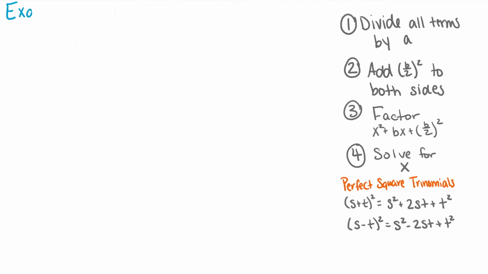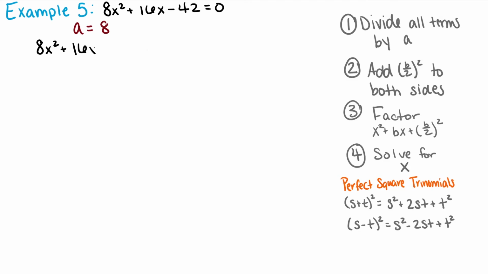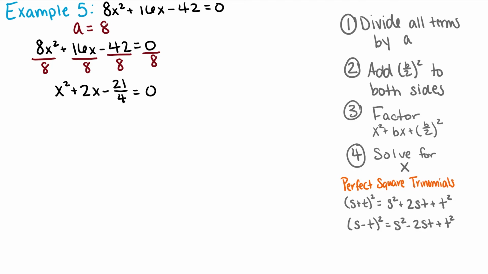Let's look at another example. 8x squared plus 16x minus 42 equals 0. So our a is equal to 8. Divide all of our terms by our a. So we get x squared plus 2x minus 21 over 4 equals 0. 42 over 8 simplifies to 21 over 4. Our b is equal to 2, and b over 2 equals 1.